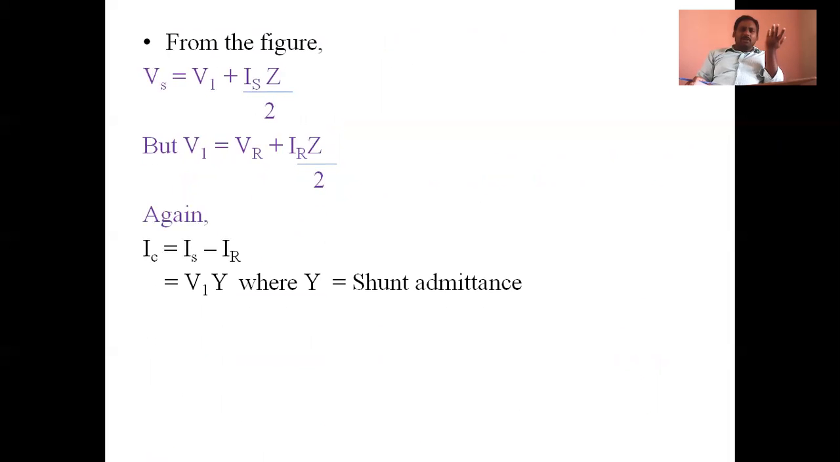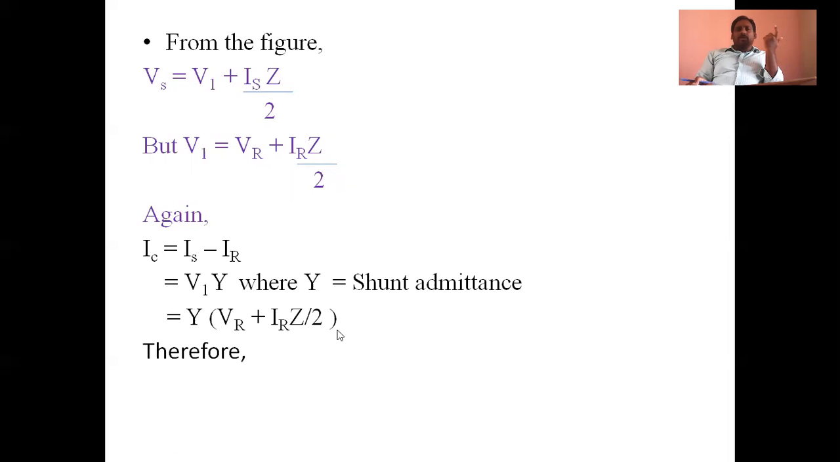1 by X is nothing but Y, or susceptance also. So V1 into Y, where Y is the shunt admittance, which is also represented as susceptance B. Then Y into V1 is Y into VR plus IR into Z by 2.